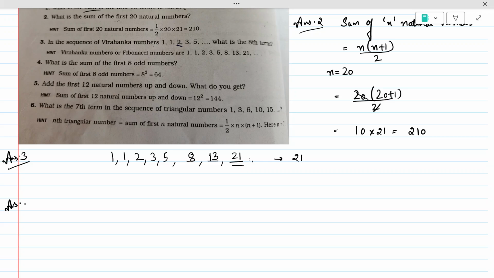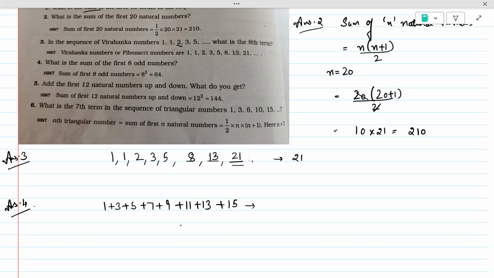So, question number 4, right? What is the sum of first 8 odd numbers? We have two ways to do this. The first way is you have to write down 8 odd numbers: 1 plus 3 plus 5 plus 7 plus 9 plus 11 plus 13, and 15. You can add up all those numbers and get the answer.